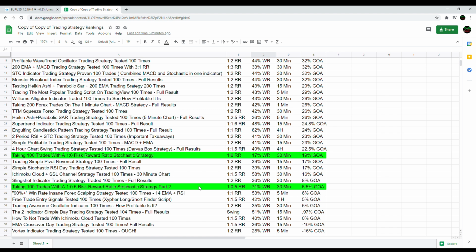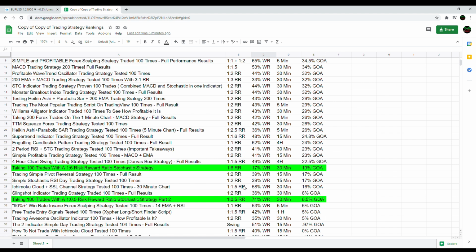This is more of a test to optimize your risk reward ratio and trying to get that point across to you that it's important to optimize your strategy. It's important to find what the best risk reward ratio is for your system so that you can make the most money, and to not be deterred when you have a low win rate, because it's not the win rate that determines how much money you make. 17% win rate equals 19% gain on the account. 71% win rate, only 6.5. So it just goes to show that is not the important figure here.